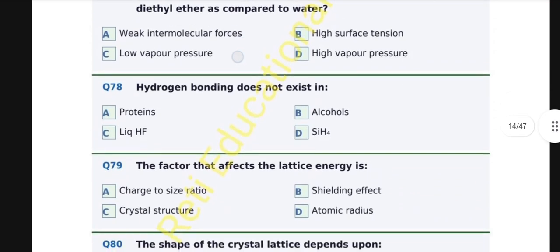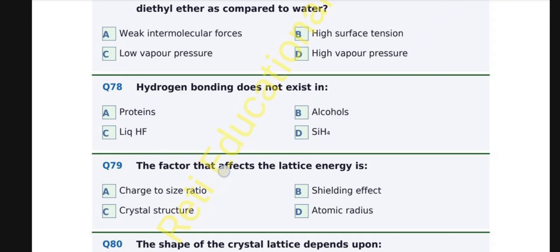Question number 78. Hydrogen bonding does not exist in A. Proteins, B. Alcohols, C. And the correct option is D. SiH4 has no electronegative atoms N, O, F bonded to H, so no hydrogen bonding exists. Silicon is not electronegative enough to create the required dipole.